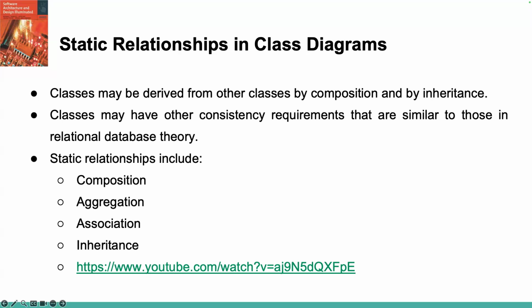Association. Association defines a general relationship between two classes. It indicates that one class is connected to another, but without a strict whole-part dependency. For instance, a teacher and a classroom may have an association where the teacher uses the classroom but they are not tied to each other exclusively. Inheritance. Inheritance allows a class to derive from another class, inheriting its attributes and behaviors. For example, a bird class may inherit from an animal class, gaining its properties while introducing unique behaviors. These relationships form the backbone of how classes are organized and interact within a system.